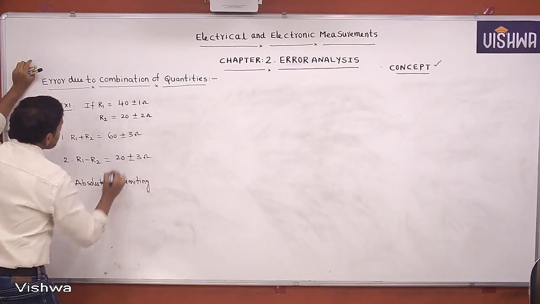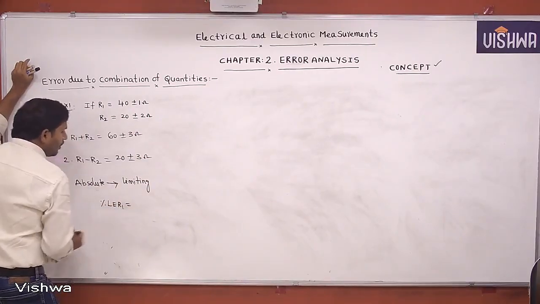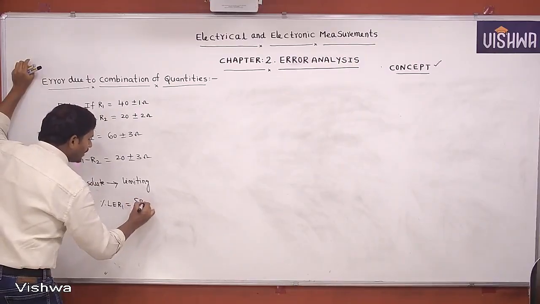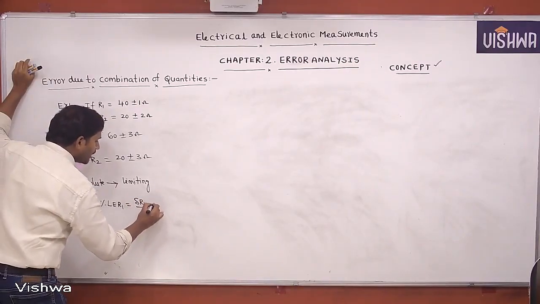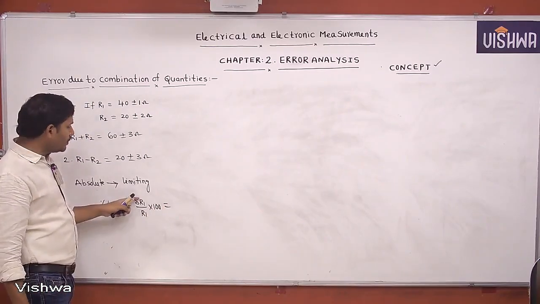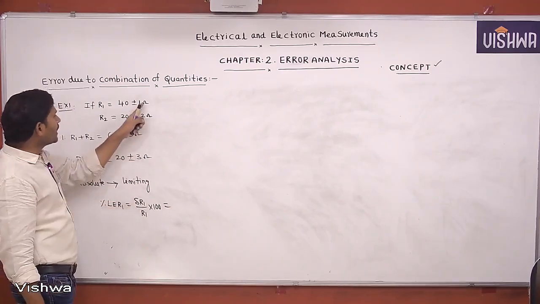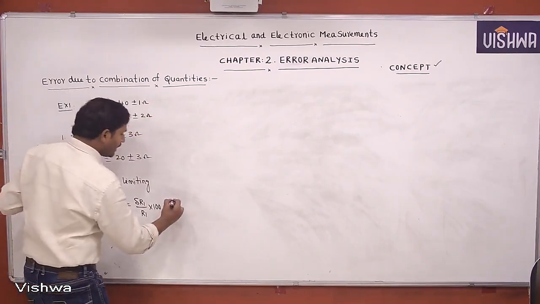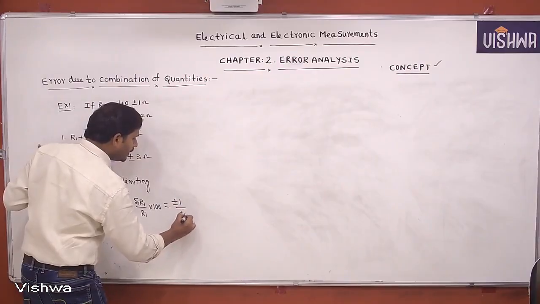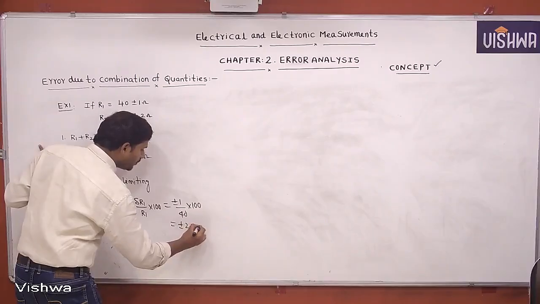I want to find the percentage limiting error in R1. Percentage limiting error in R1 is delta R1 by R1 into 100. But no need to write the formula also. Absolute error by true value into 100 gives the limiting error. Error by true value into 100. What is the error? Plus or minus 1 by 40 into 100. Then how much? Plus or minus 2.5%.